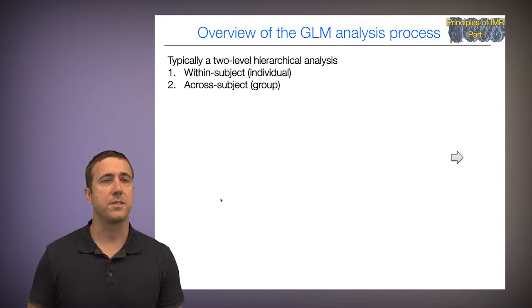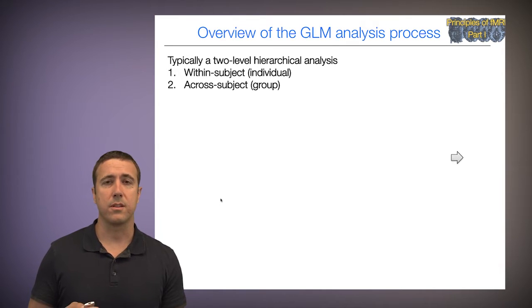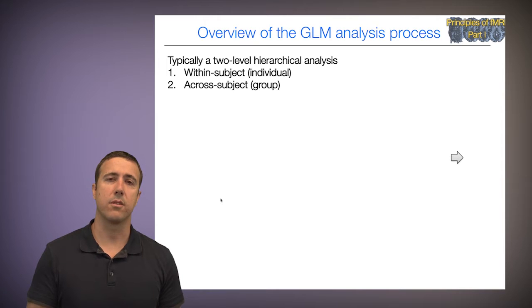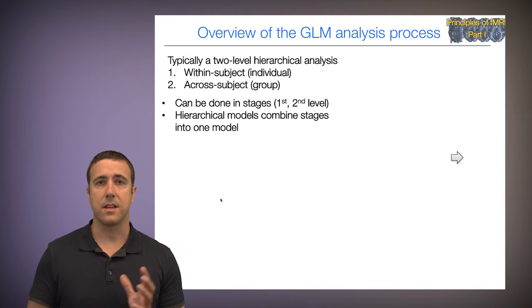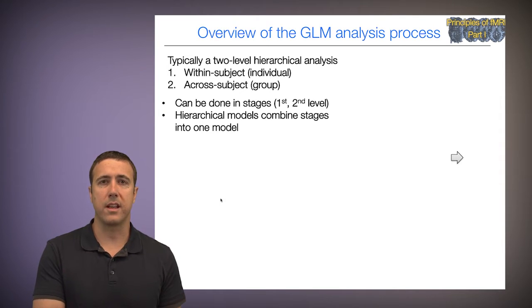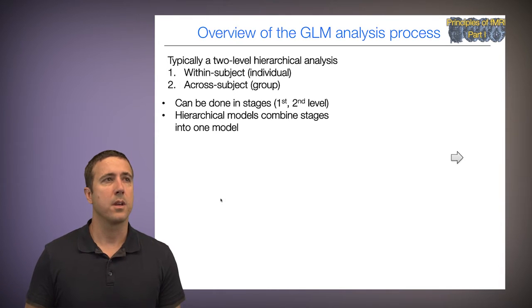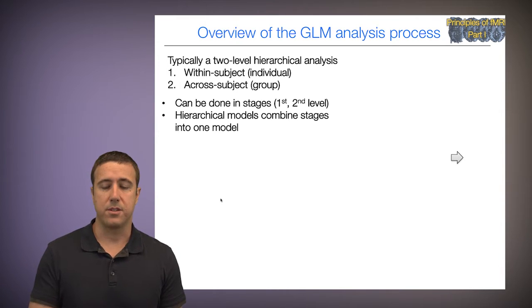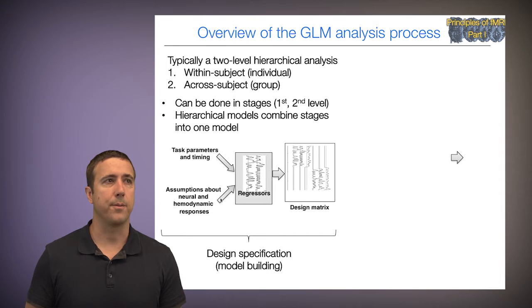The GLM is typically a two-level hierarchical analysis. This means that the two levels are a within subject or individual level and an across subject group level analysis. These are often done in stages. We do the first level analysis for every person, followed by a second level analysis. But hierarchical models combine those stages into one integrated model.